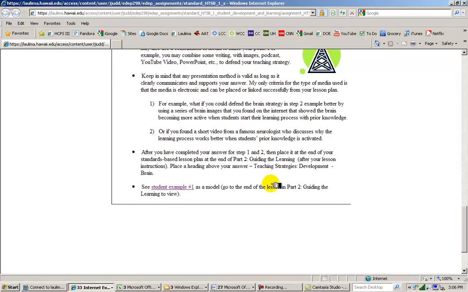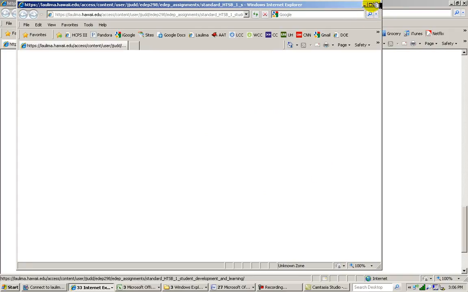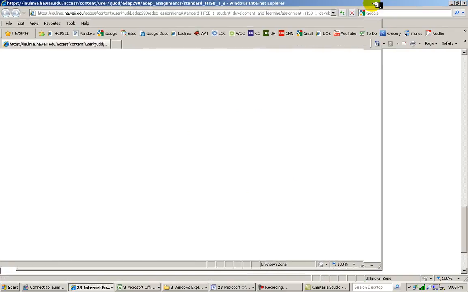After you complete this answer for step 1 and 2, place it at the end of your lesson plan after your instructions of guiding the learning view. And let's look at a student example real quick to see where that's put. So wait for that to come up. There we go. And you'll notice you are building the greatest lesson plan ever.